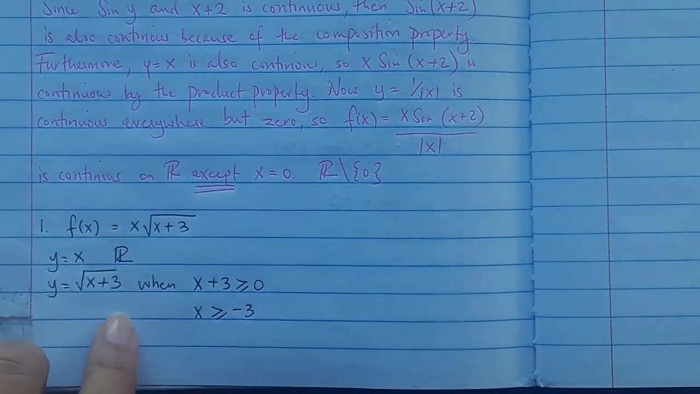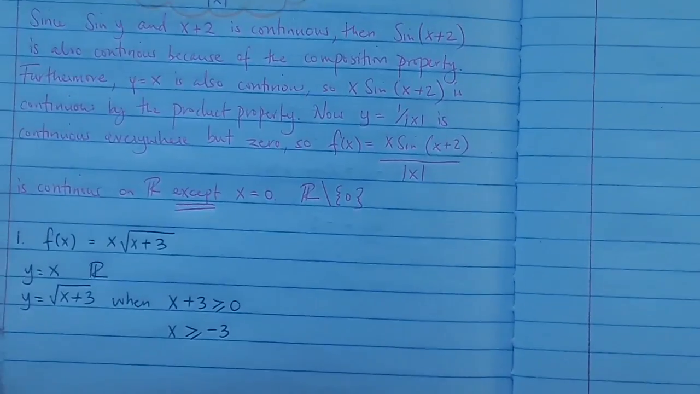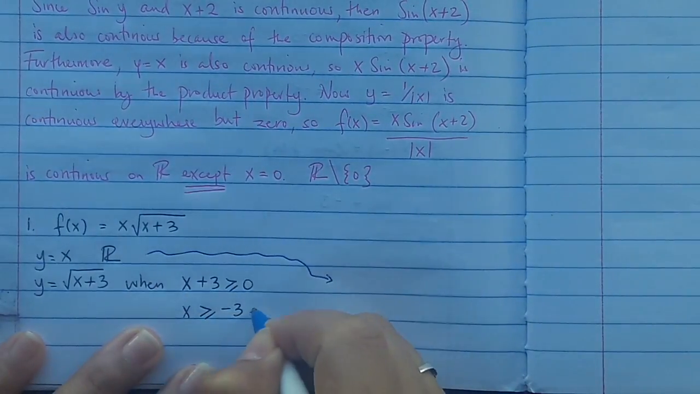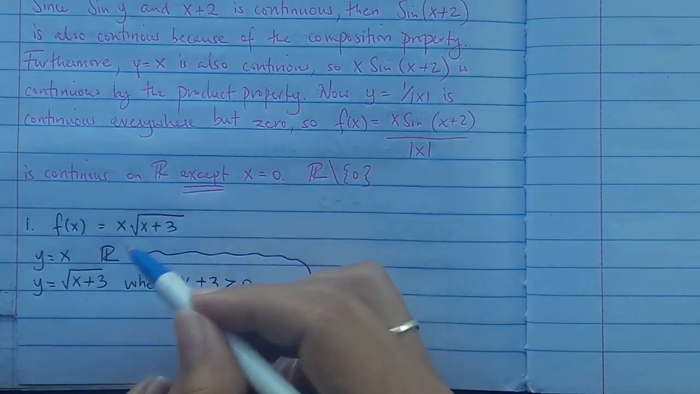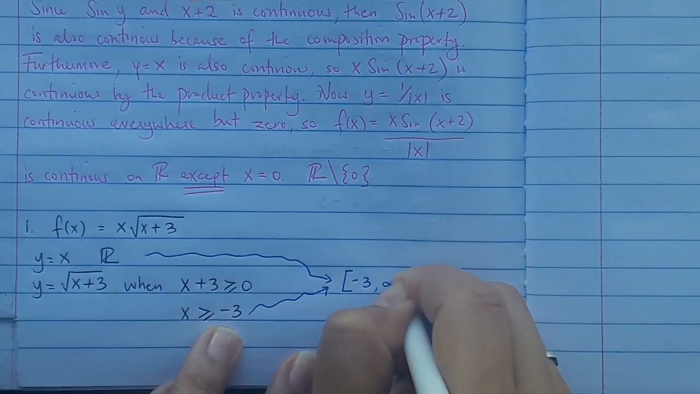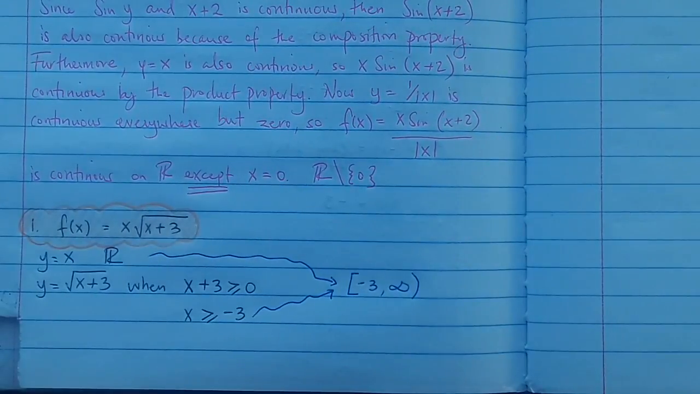Now you're going to combine them together and then say when it's continuous. So the first one's everything, the second one is just numbers bigger than or equal to negative 3, so the set notation would be a closed bracket, because it's including negative 3, to infinity when you put both of them together. So that's the continuity interval.